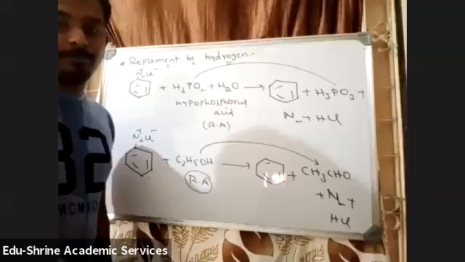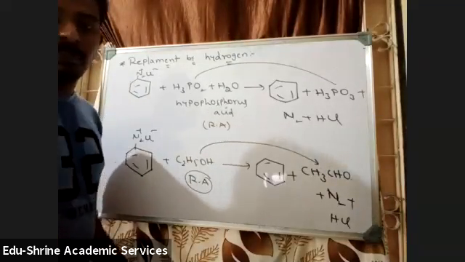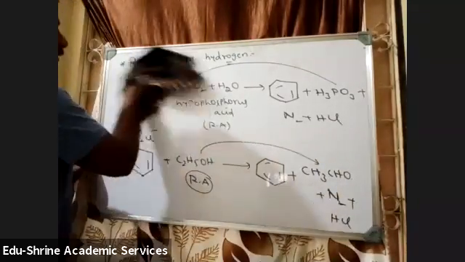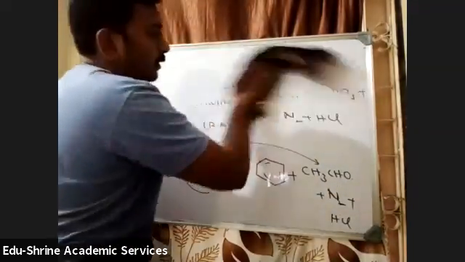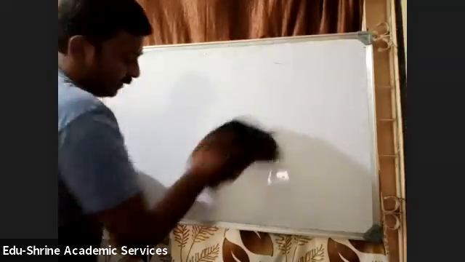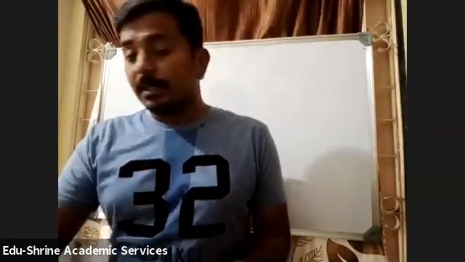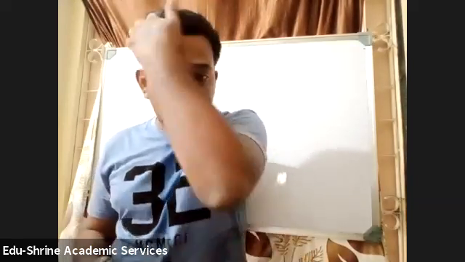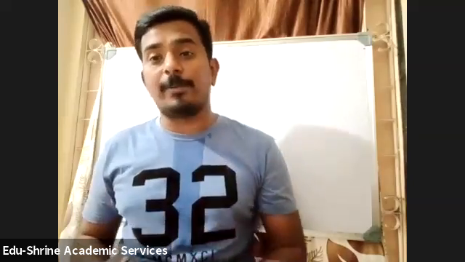Completed. So these are all the reactions involving replacement of nitrogen, where nitrogen is replaced with some other group. Okay? Then the second type of chemical reactions are involving retention of nitrogen group, where the nitrogen group will not be removed from the compound.